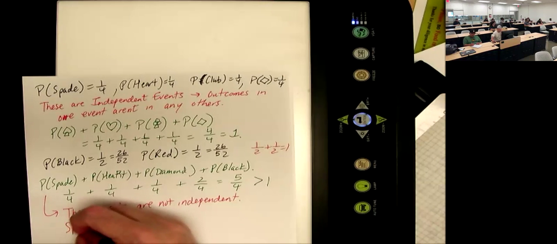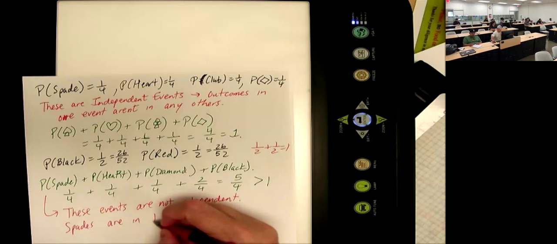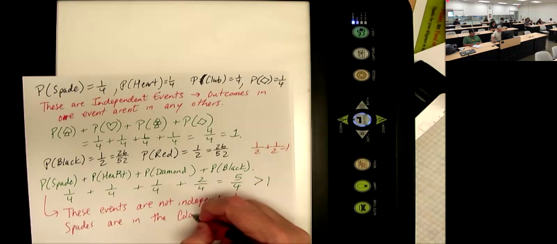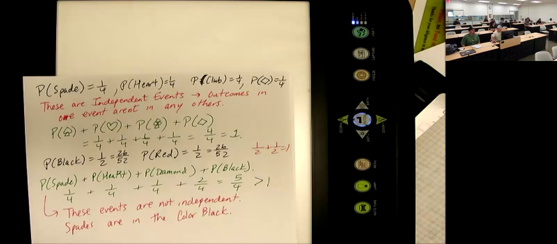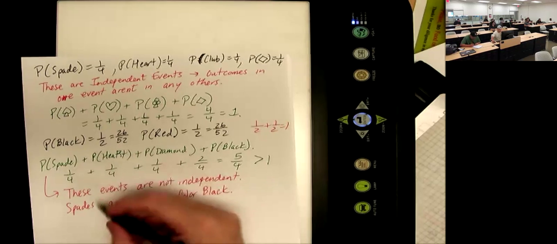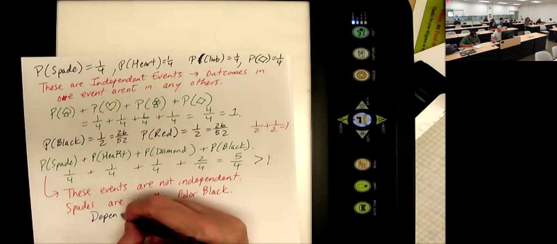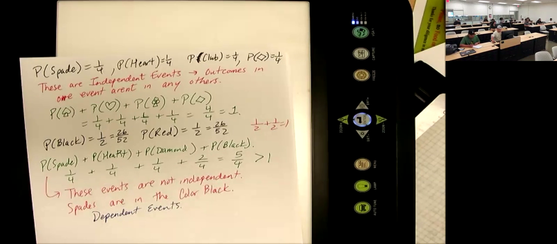Spades are in the color black. So when I count a spade, I'm counting in both categories. And we'll see what happens when we have things, these are called dependent events. And we'll see how to address this later on. There's a way to make it so it still adds up to one.